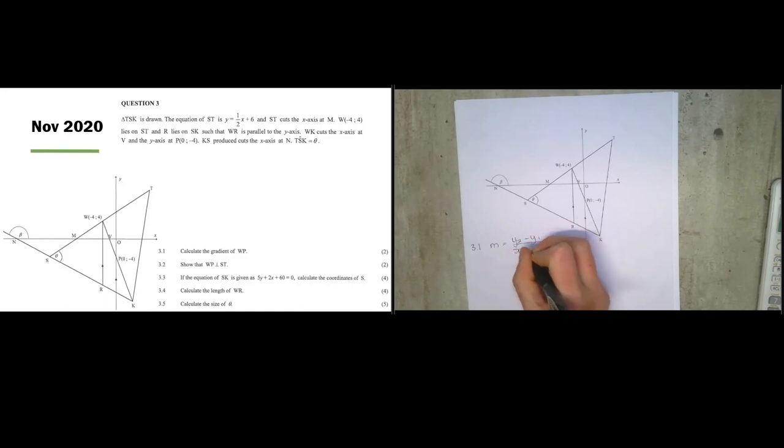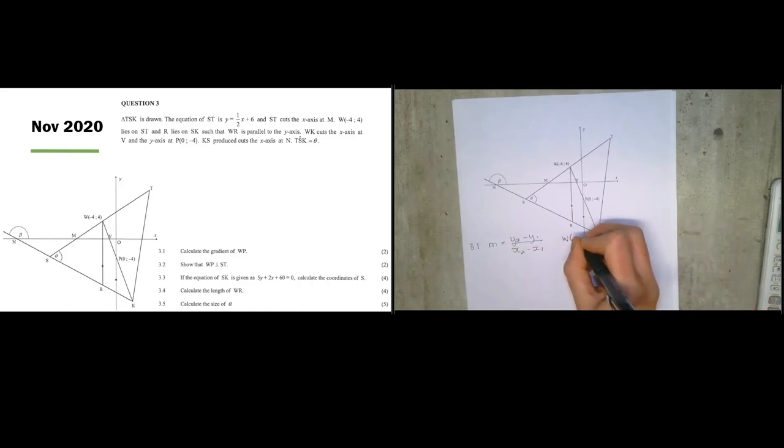I always write down my coordinates for myself next to it. So W is (-4, 4), and P is (0, -4), and I can substitute in. So this will be (-4 minus 4) over (0 minus (-4)). Remember, if you're subbing in a negative, please use a bracket. My gradient works out to be negative 2. 2 marks. A mark for the substitution and a mark for the answer.